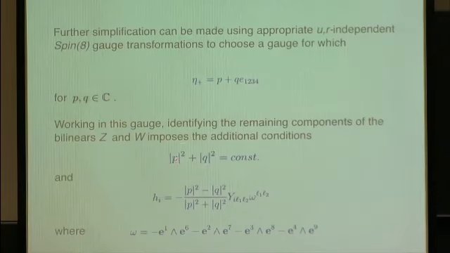You find that |P|² plus |Q|² has to be constant. And you find that the one form H, which appears in the metric, is related to the contraction of the 3 form with this almost Hermitian form omega. Now I say almost Hermitian because this thing doesn't have to be integrable.